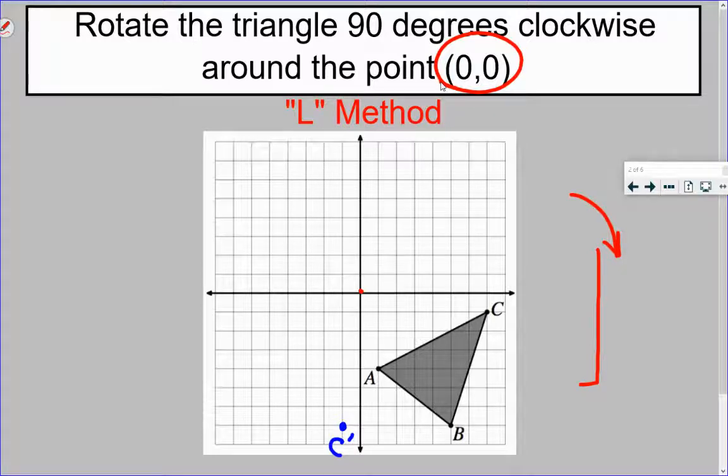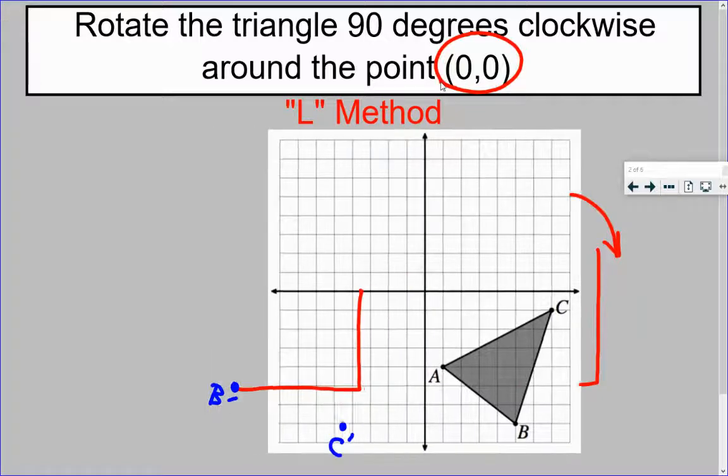Now I'm going to do B. I always go over and down. That's how I make my L's. So when I rotate that L, once again, I'm rotating the L, not the triangle. It's going to be right there. So my dot would end up right here for B. Then I'm going to move my L.